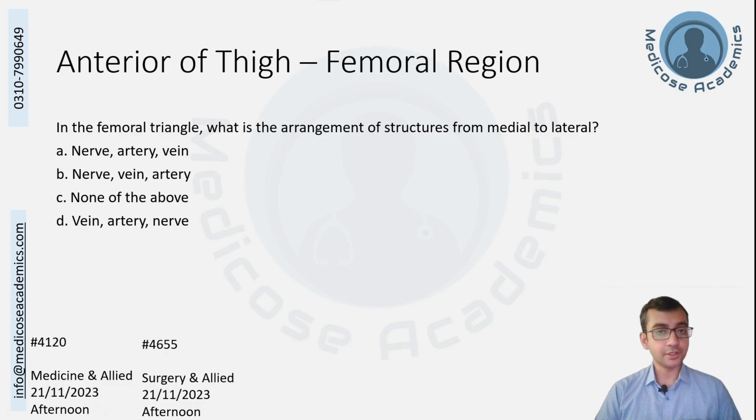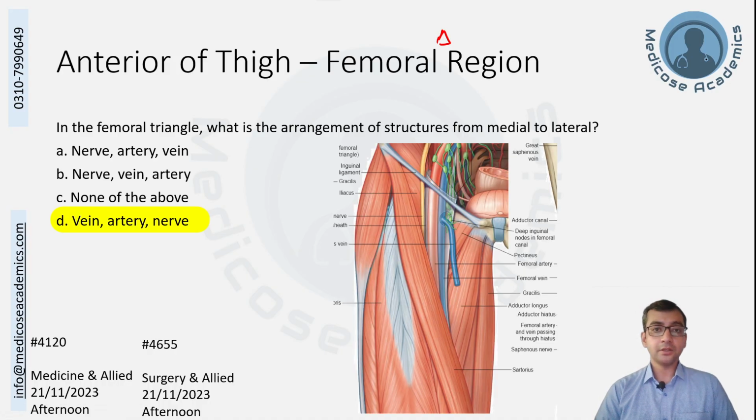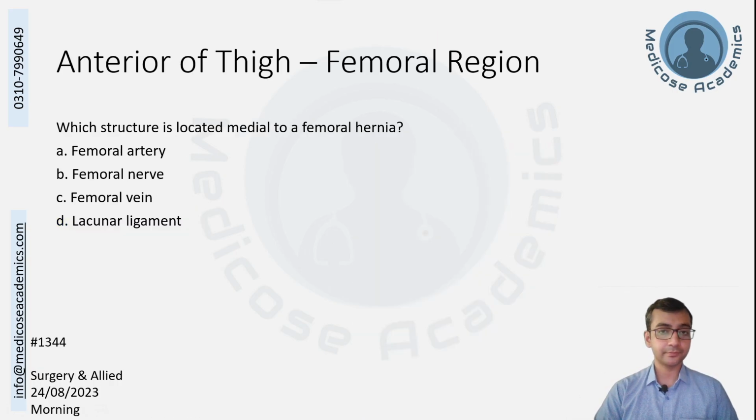Now, the femoral region, technically the femoral triangle region. In the femoral triangle, what is the arrangement of structures from medial to lateral? Most medially, there is the vein, then the artery, then the nerve. So you can use the mnemonic from medial to lateral: vein, artery, nerve.